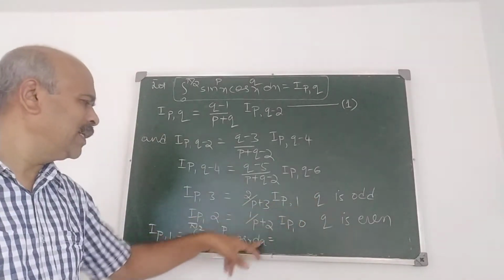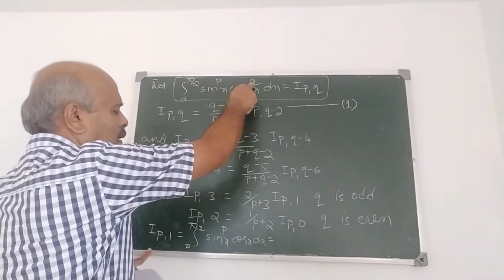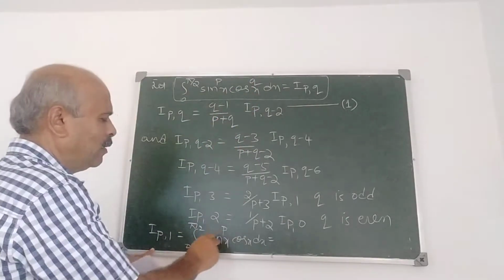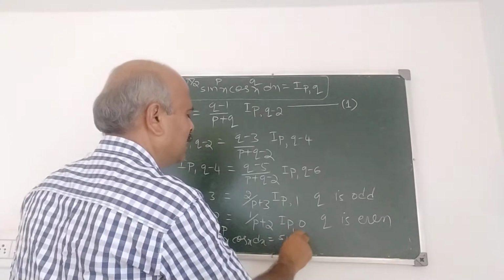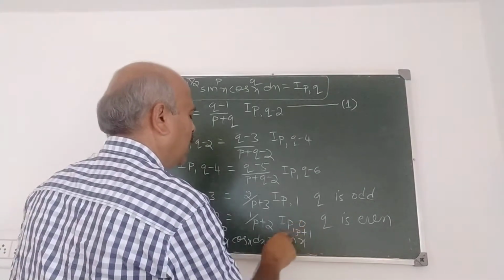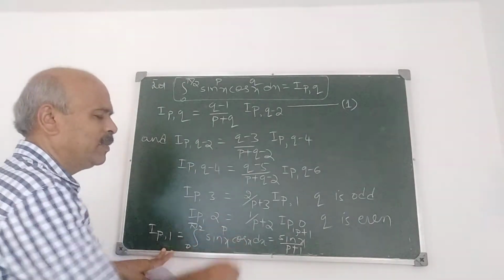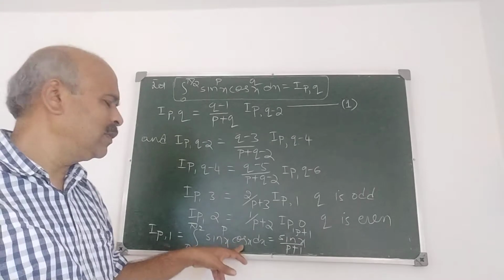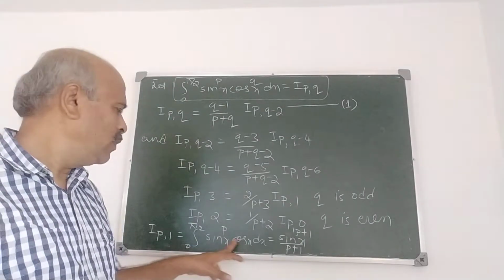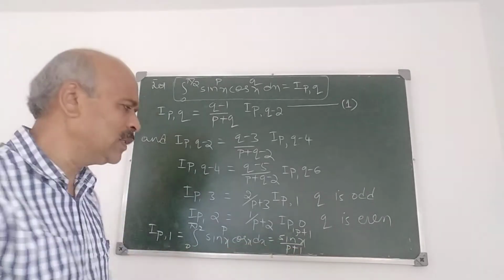Now we find out what is I(p, 1). I(p, 1) means q is 1. And what is the integral of sin x raised to p cos x? It is sin x raised to p plus 1 upon p plus 1. Because how do you integrate this? It is f(x) raised to n into f dash x, which gives f(x) raised to n plus 1 by n plus 1.